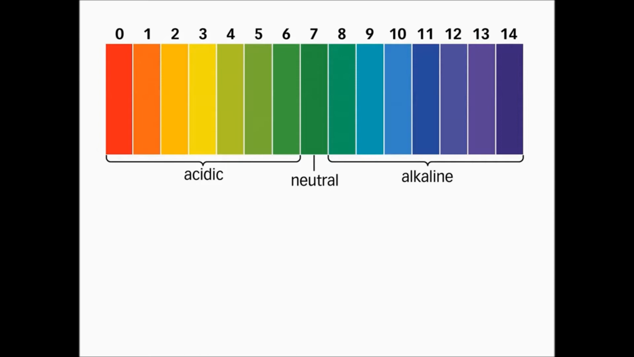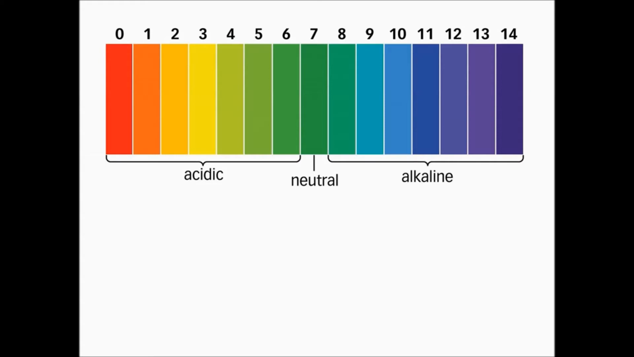pH 7 is neutral, which means that at this pH, the concentration of H+ ions is equal to the concentration of OH- ions. The lower the pH value of a solution, the more acidic it is, which means that it has a higher concentration of H+ ions. On the other hand, the higher the pH value of a solution, the less acidic it is. Solutions with high pH values have a lesser concentration of H+ ions, but will have a higher concentration of OH- ions.